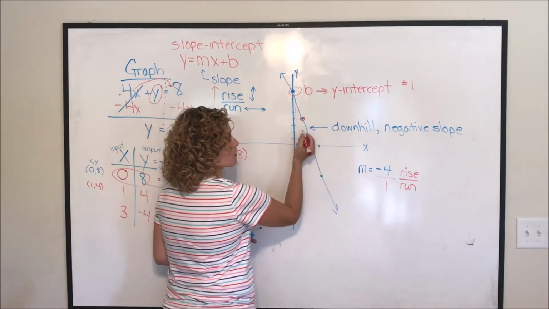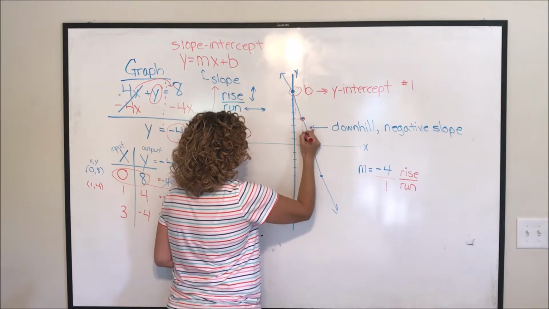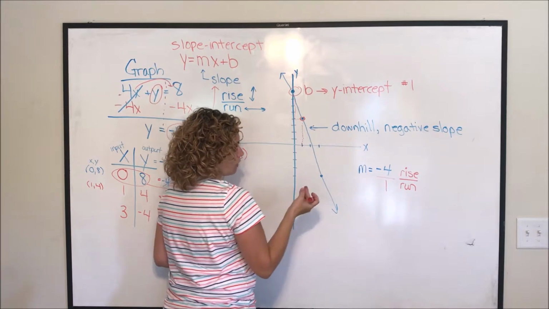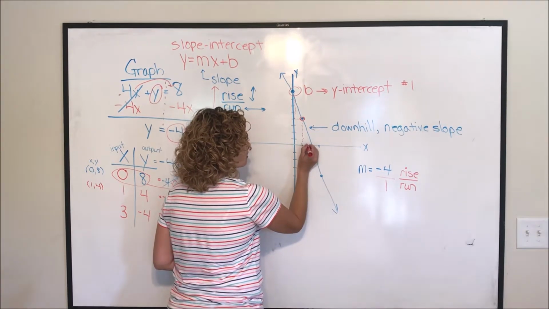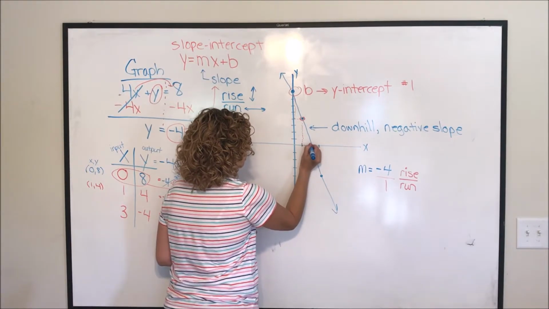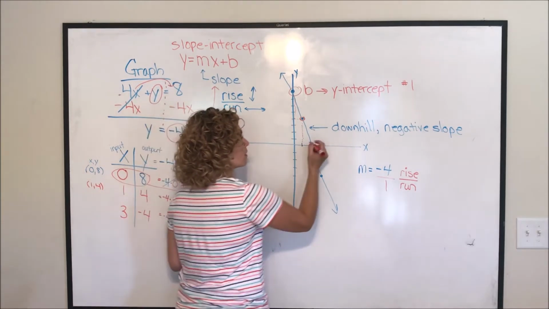So we're going to rise from this point another -4. So down 1, 2, 3, 1, 2, 3, 4. And we're going to run a +1. And that puts our point right here. And again, it's on the line. The line's a little crooked, but anyway, it is on the line.